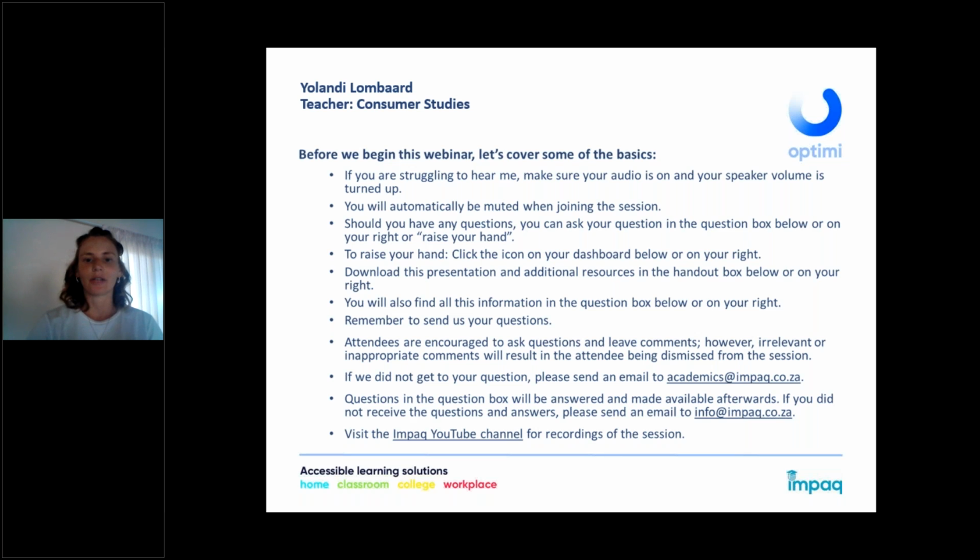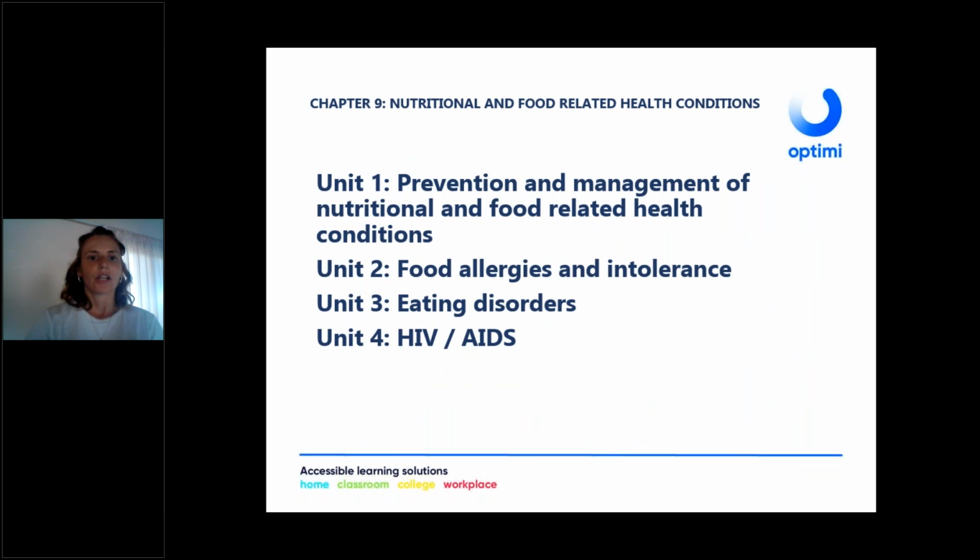Okay, so let's start. Today we're going to do chapter 9, nutritional and food-related health conditions. I just want to give you a picture that there are 4 units in this chapter and we're only doing unit 1, prevention and management of nutritional and food-related health conditions.